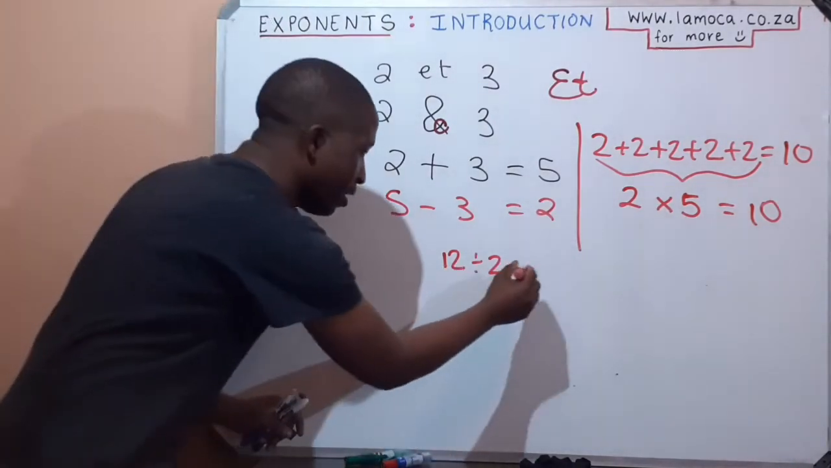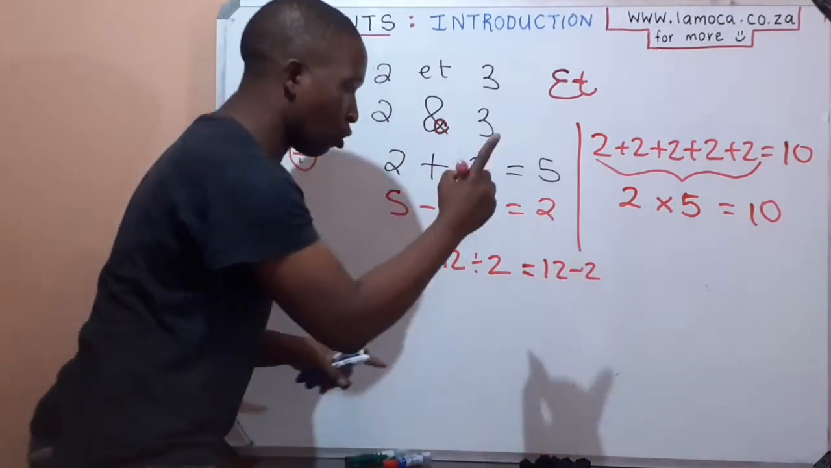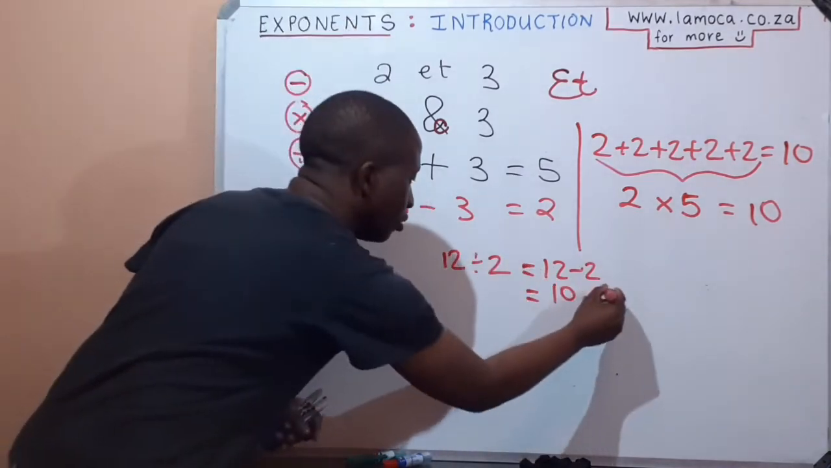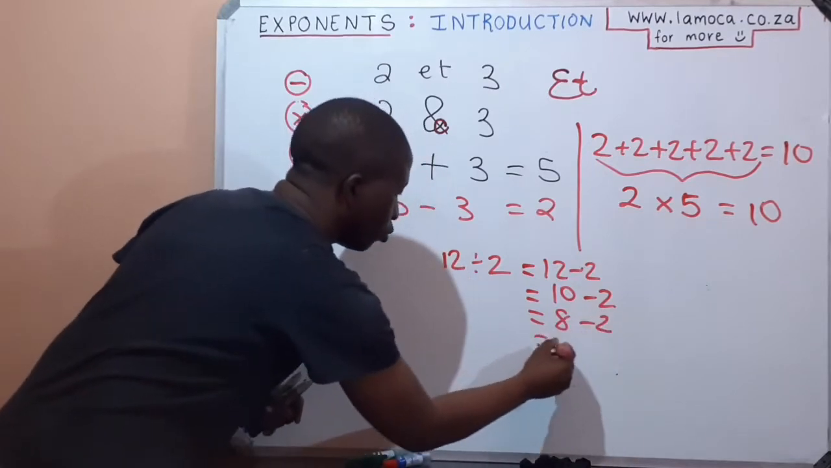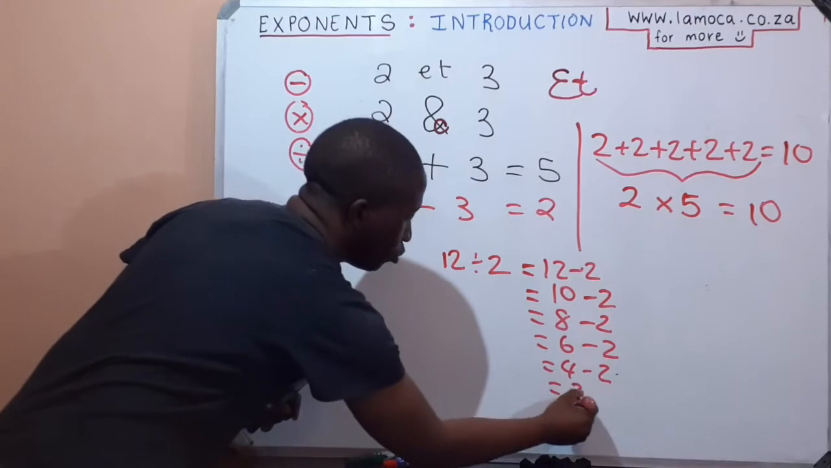And then you'll agree with me, we can do it the first time. When you do 12 minus 2, you're going to get an answer of 10. On that 10, if you minus 2 again, you're going to get 8. If you minus 2, you're going to get 6. If you minus 2, you're going to get 4. Minus 2 will give you 2.